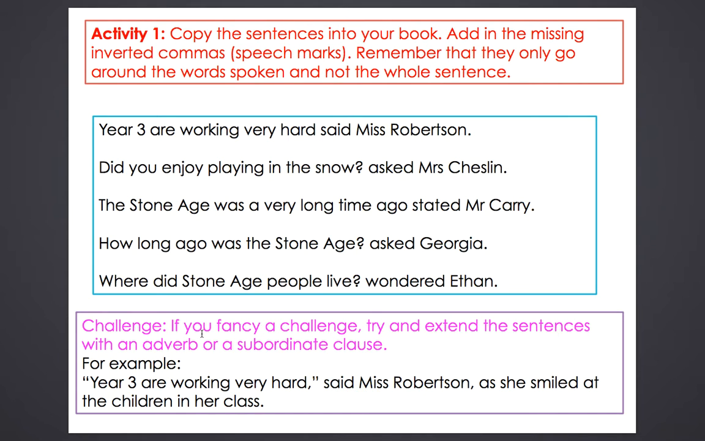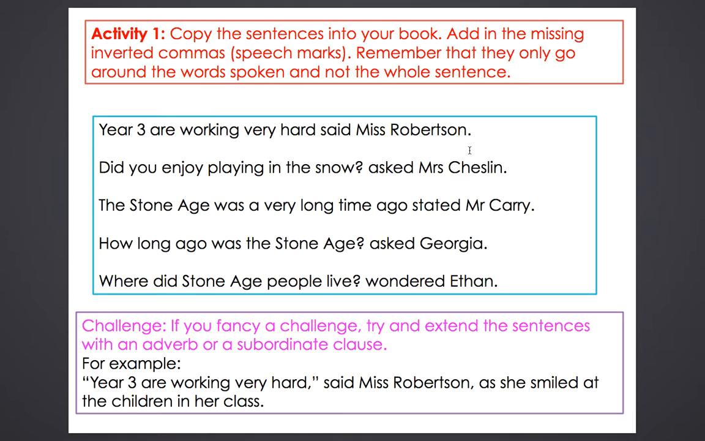Now, your tasks for today. So you have two. Okay, now if this one takes you a little while and you don't have time for the next one, don't worry. Okay, this is the main one. So it says copy the sentences into your book or onto paper and then add in the missing inverted commas. Remember that they only go around the words spoken and not the whole sentence. So I couldn't just copy this sentence out into my book and then put the inverted comma at the start and at the end, because that wouldn't be right.